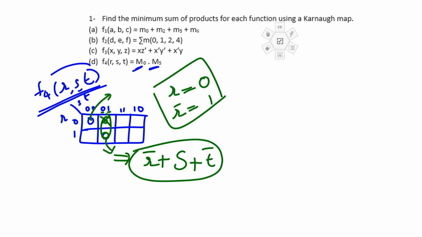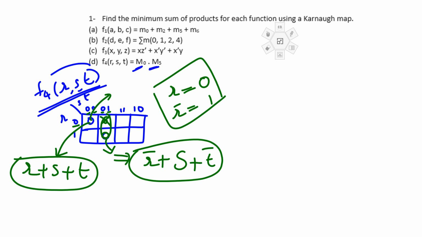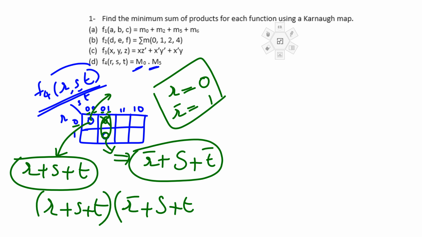So this is one implicant. Then another one for this one is R plus S plus T. So R will be 0 and S will be 0 and T will be 0. So this is another one. The final one is R plus S plus T, into R bar plus S plus T bar. So this is the answer for this.